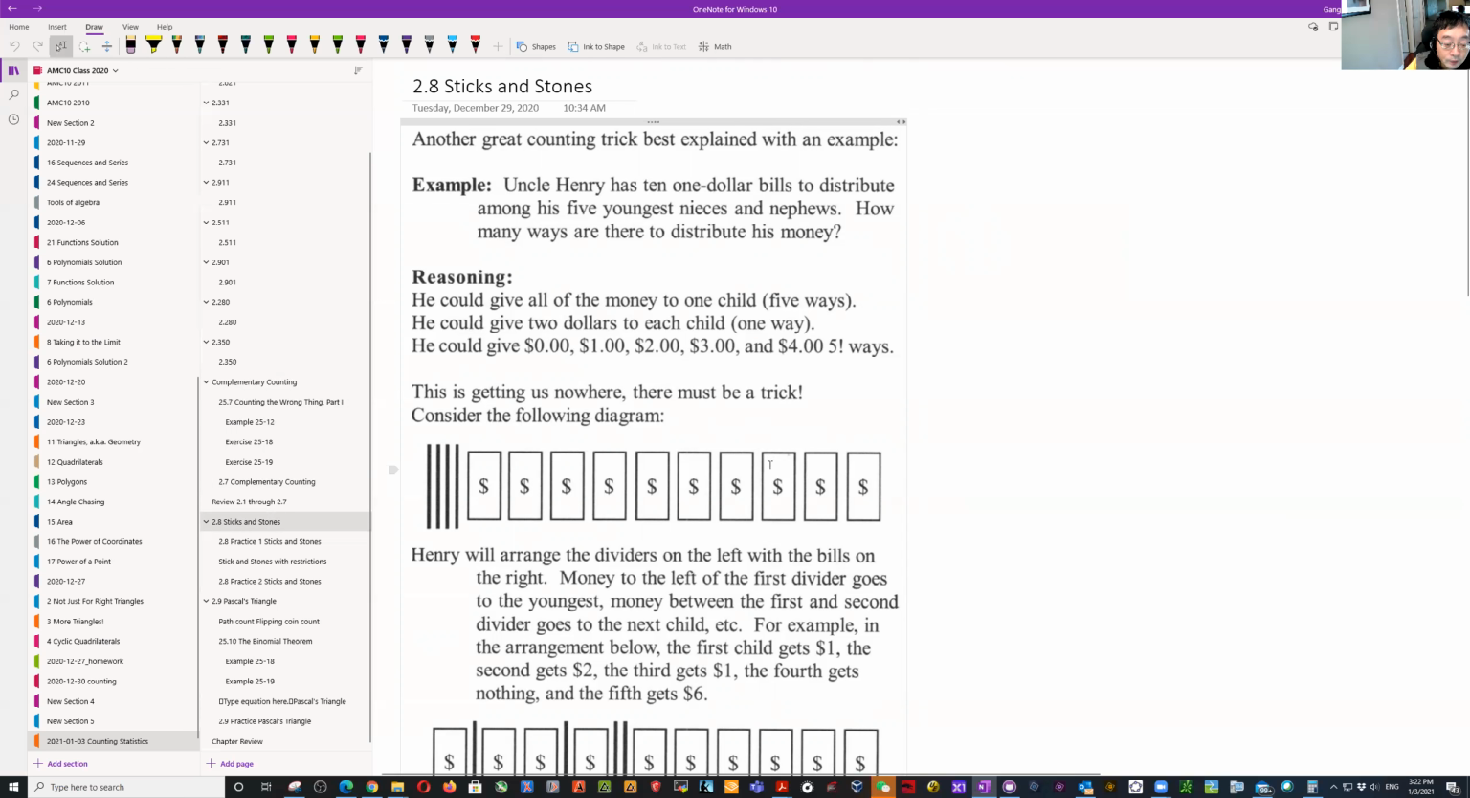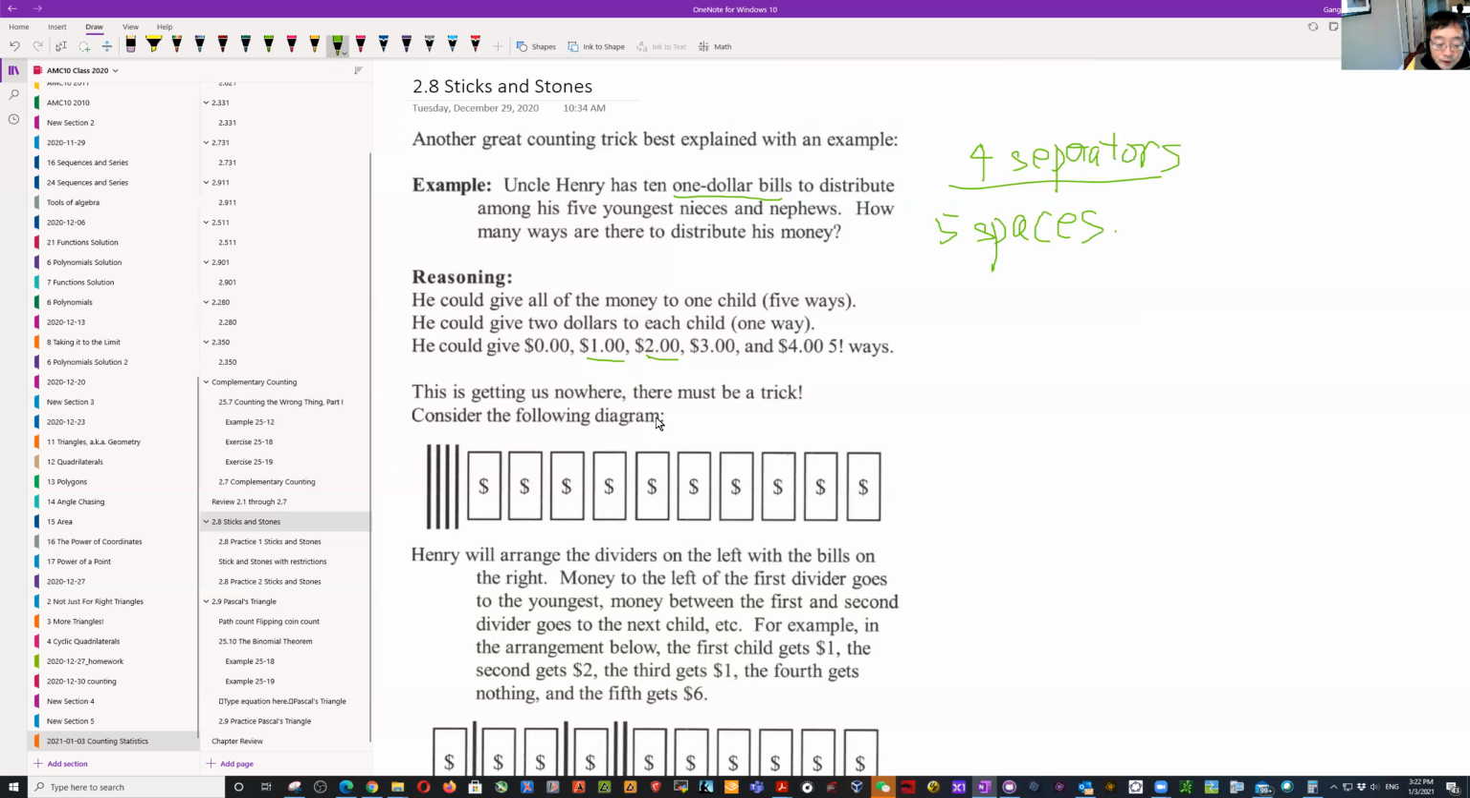Then we settle down, and we actually find out that each $1 bill is just like a rock, and those are identical things. And how about I use 4 bars? And why 4 bars? Because I have 5 nephews and nieces. Those 4 bars create 5 spaces. So 4 separators create 5 spaces.